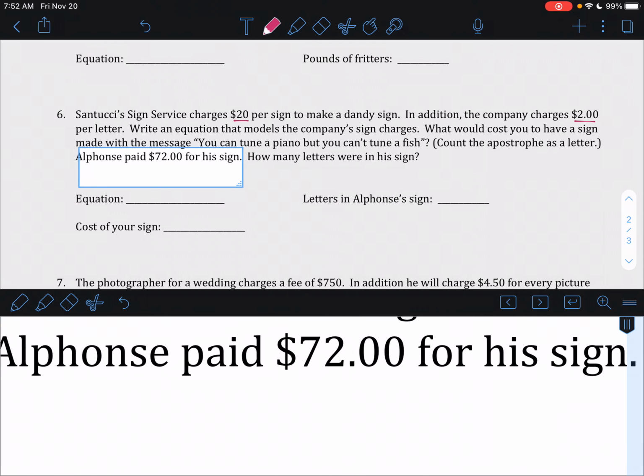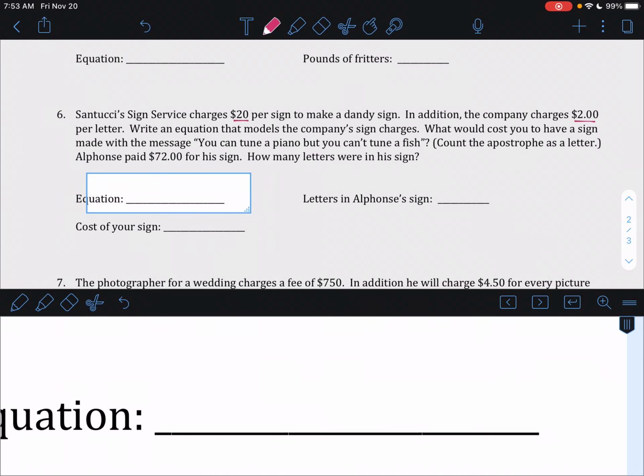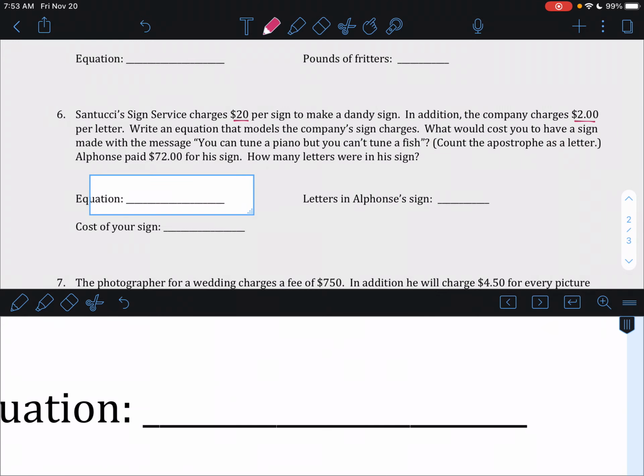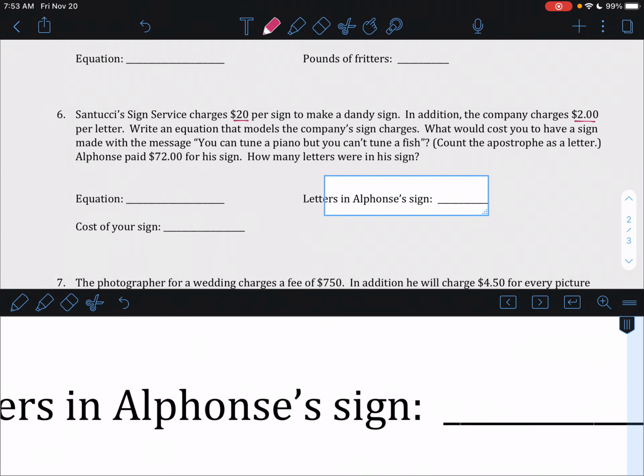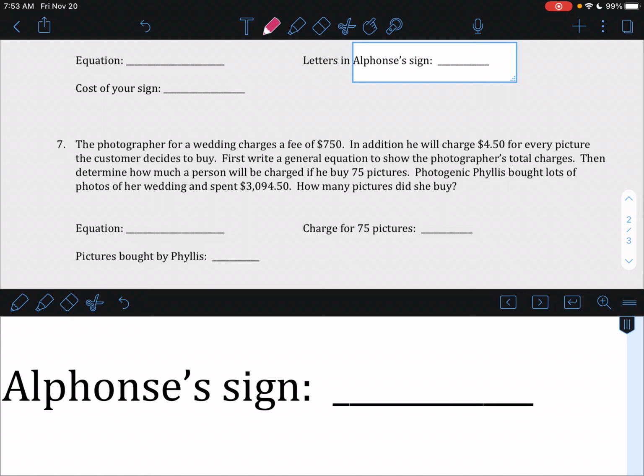And then here it says Alphonse paid $72 for his sign. So you're going to figure out what your sign costs. And then this is an entirely different problem. It's just using the same equation here that you wrote using this 20 and this 2. And you're plugging 72 in for Y to solve how many letters Alphonse had in his sign.